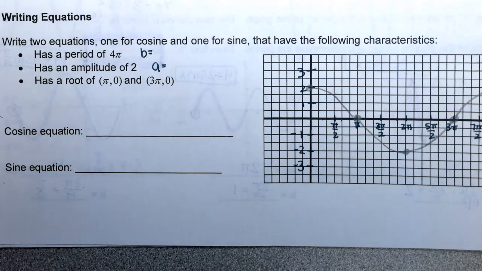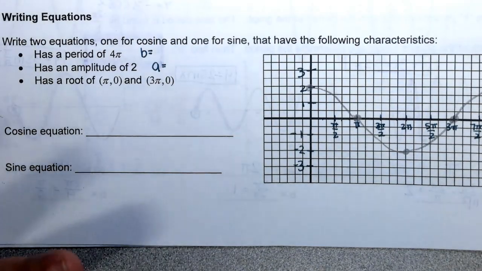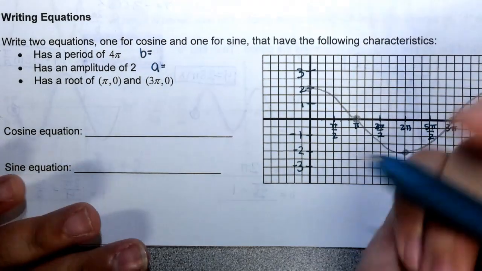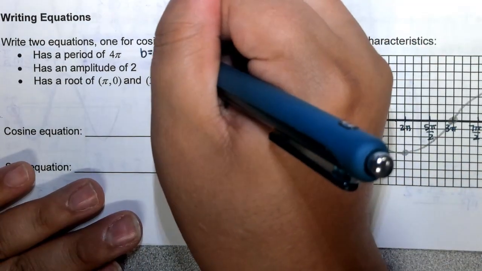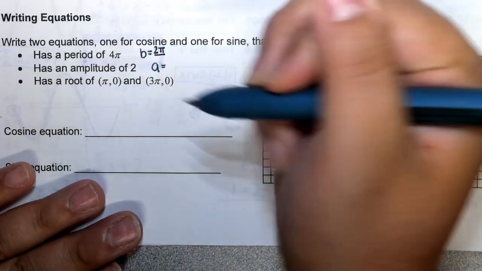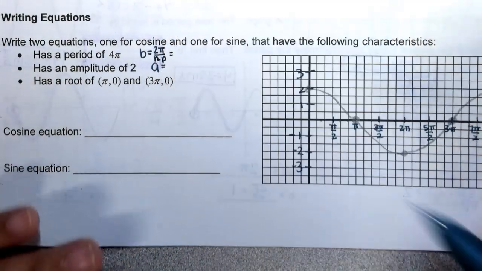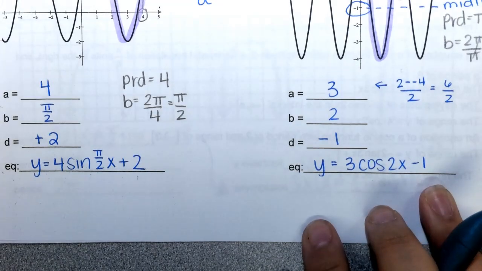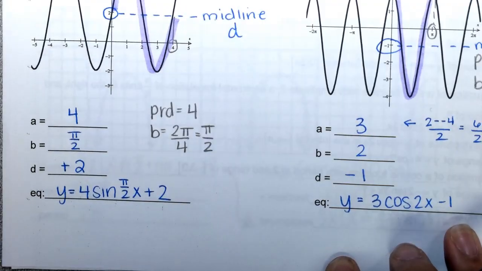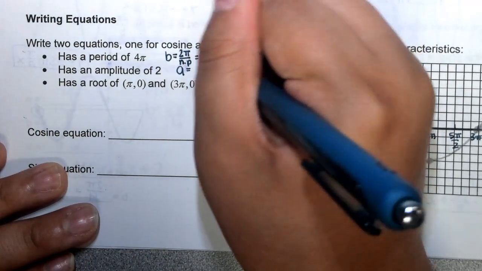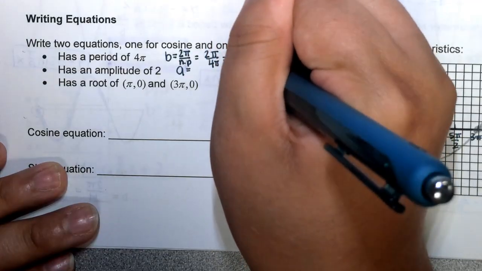The first one I'm hoping was a little bit easier, but maybe the second one was more complicated, maybe not. B, how do we find our B value? 2 pi over the new period. Remember we did that? That's what your quiz is on tomorrow, so go look at those pages. What's 2 pi divided by 4 pi? So my B is 1/2.